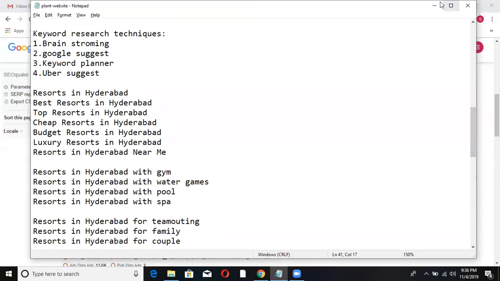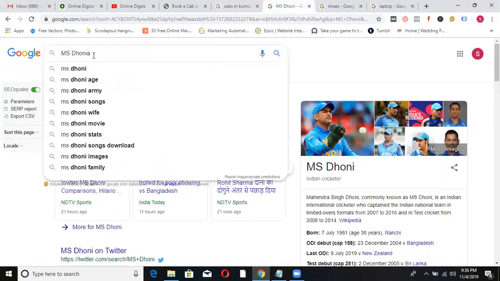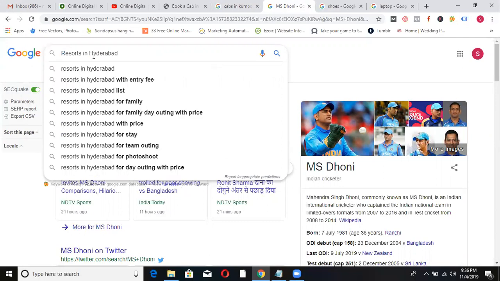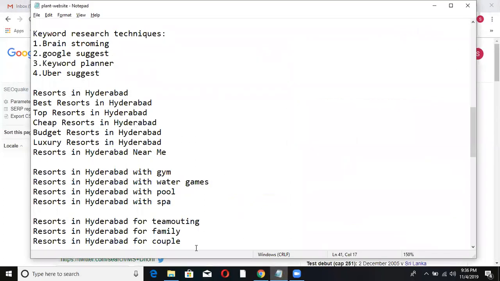Now Google Suggest. Go to Google, type the same keywords, resorts in Hyderabad. Can you see? You are getting suggestions. These are called Google Suggest. When thousands of people have searched that keyword, Google will remember it and give it to you as a suggestion. These are very powerful because people are typing the same thing. Now take them and put them over here, apart from these keywords.